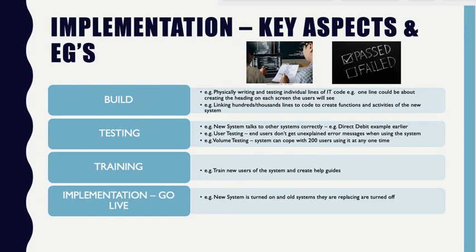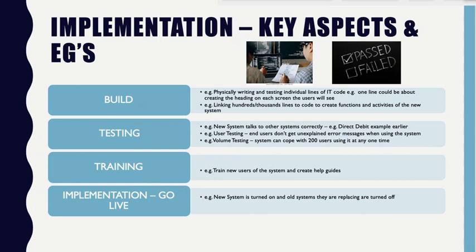The next phase is user acceptance testing. And this looks at all of the functionality in the system and ensures that every single part of the system operates in the correct way and that it handles invalid operations correctly. So, for example, in user testing, you have to make sure that the end users don't get unexplained error messages when they're using the system.